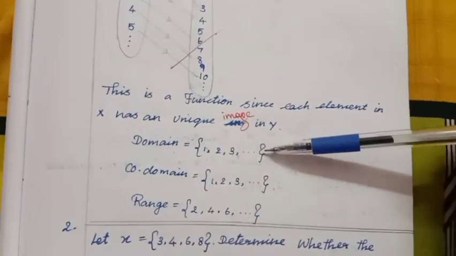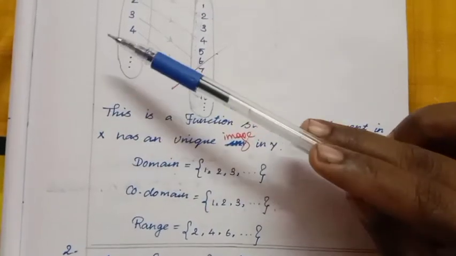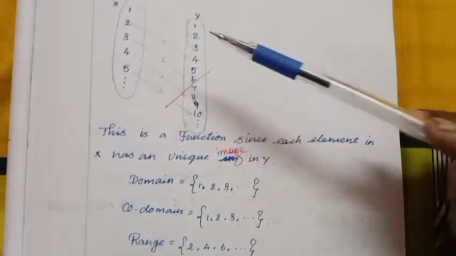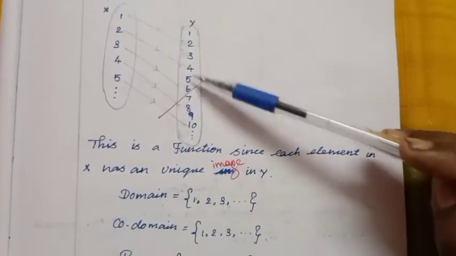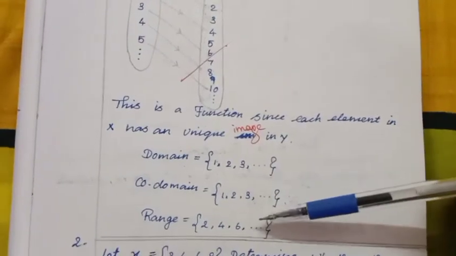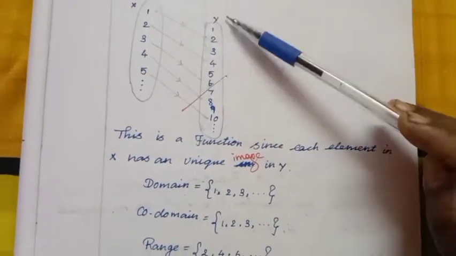So this is called a range. Domain, take from the set X. Codomain, take all the elements from set Y. Range you have to take from the codomain.